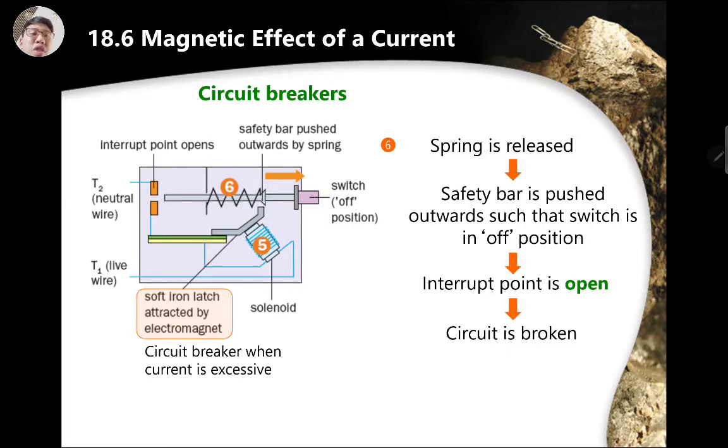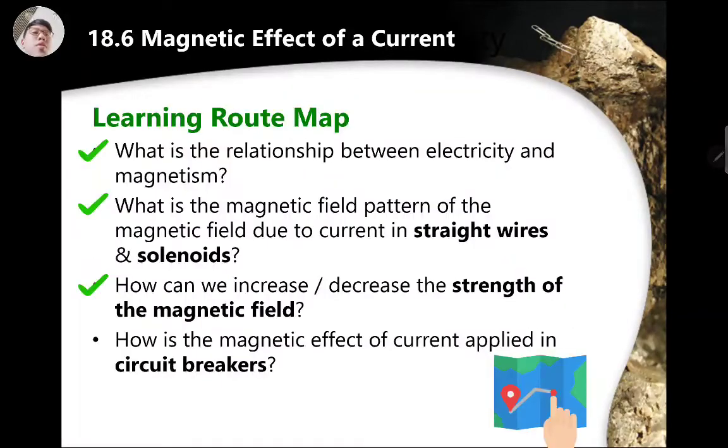The principle behind it is that we use an electromagnet. The larger the current, the stronger the magnetic field strength, and so the stronger the magnet. So this is a very useful tool that we use for circuit breakers. This is in your syllabus, so a circuit breaker question can be tested in your O-levels. That's why we went through it specifically.